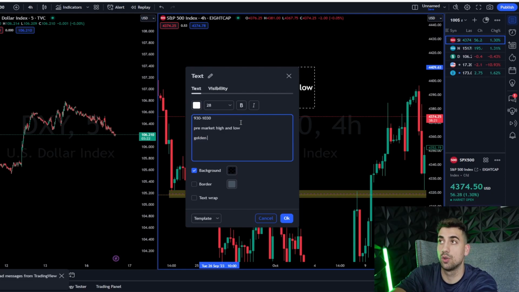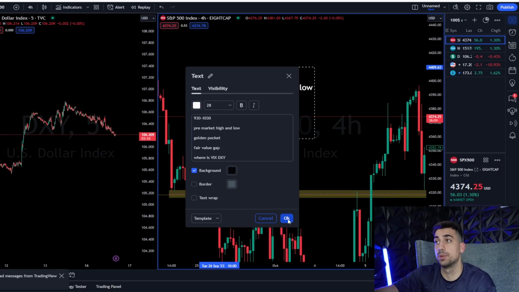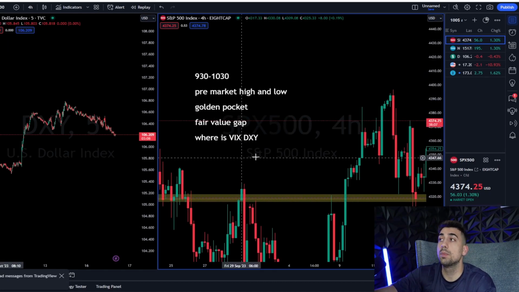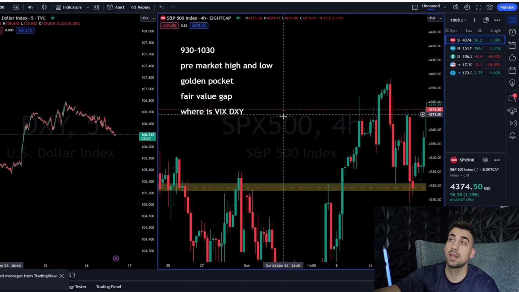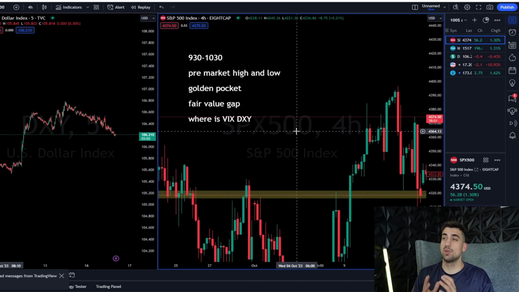Then look for the golden pocket of the first move for an entry and a fair value gap, and understand where, and then lastly, where is VIX and the DXY, and what is the potential expected move. So this will be your trading plan if you had to tell me what is one trading plan, because we'll give you several rules there that you have a certain amount of time.